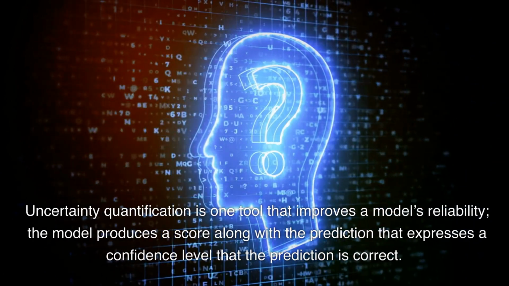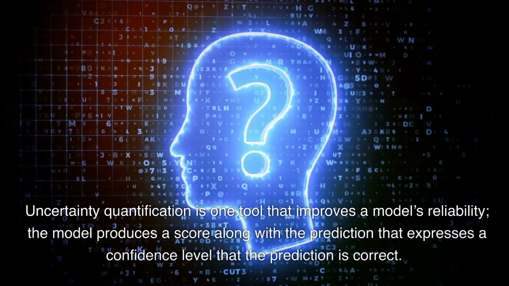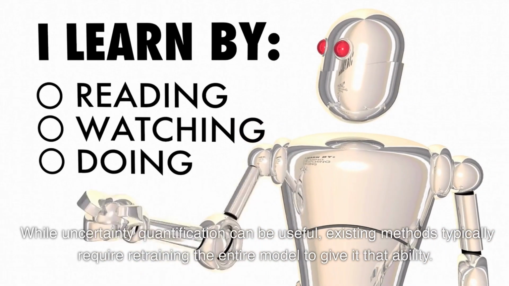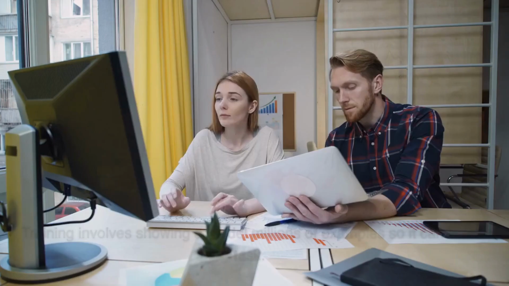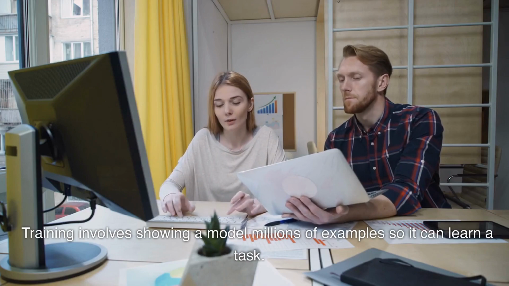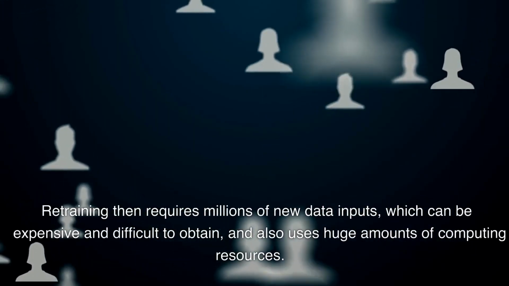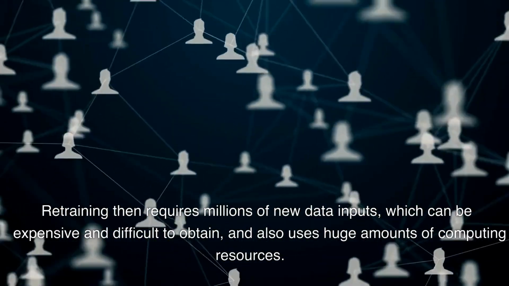The model produces a score along with the prediction that expresses a confidence level that the prediction is correct. While uncertainty quantification can be useful, existing methods typically require retraining the entire model to give it that ability. Training involves showing a model millions of examples so it can learn a task. Retraining then requires millions of new data inputs, which can be expensive and difficult to obtain, and also uses huge amounts of computing resources.